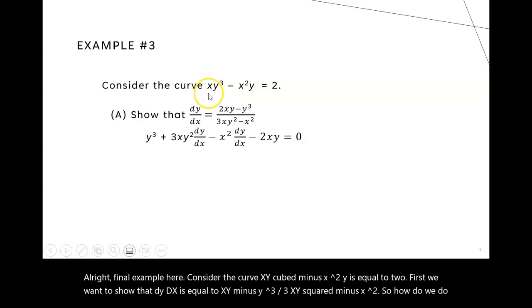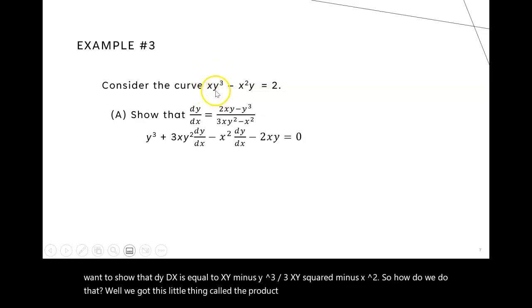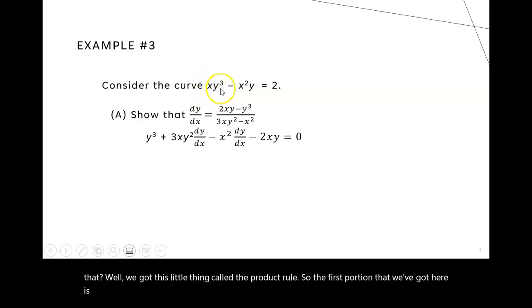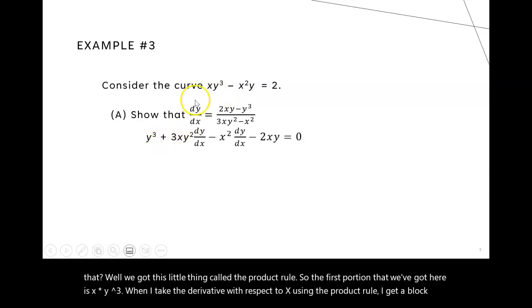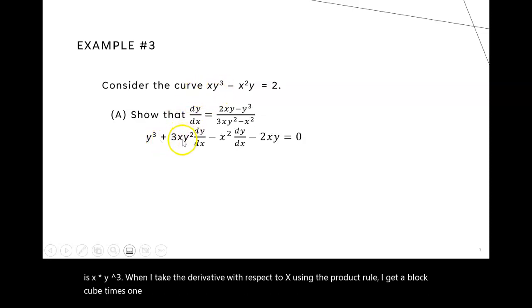Well, we got this little thing called the product rule. So the first portion that we've got here is x times y cubed. When I take the derivative with respect to x, using the product rule, I get a y cubed times 1 plus a 3xy squared dy/dx.